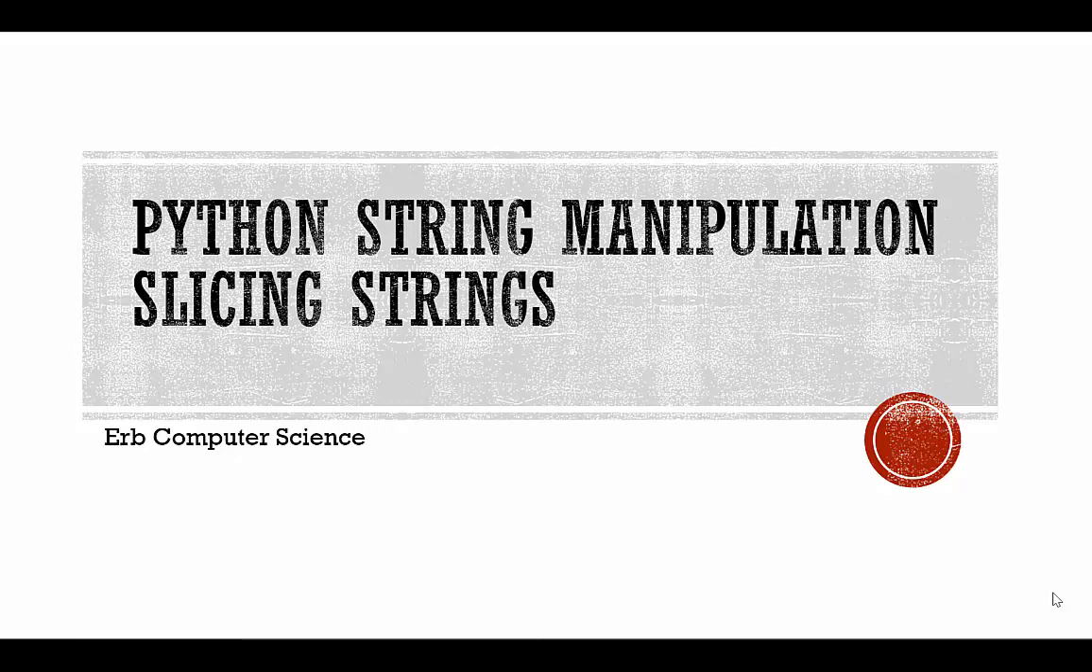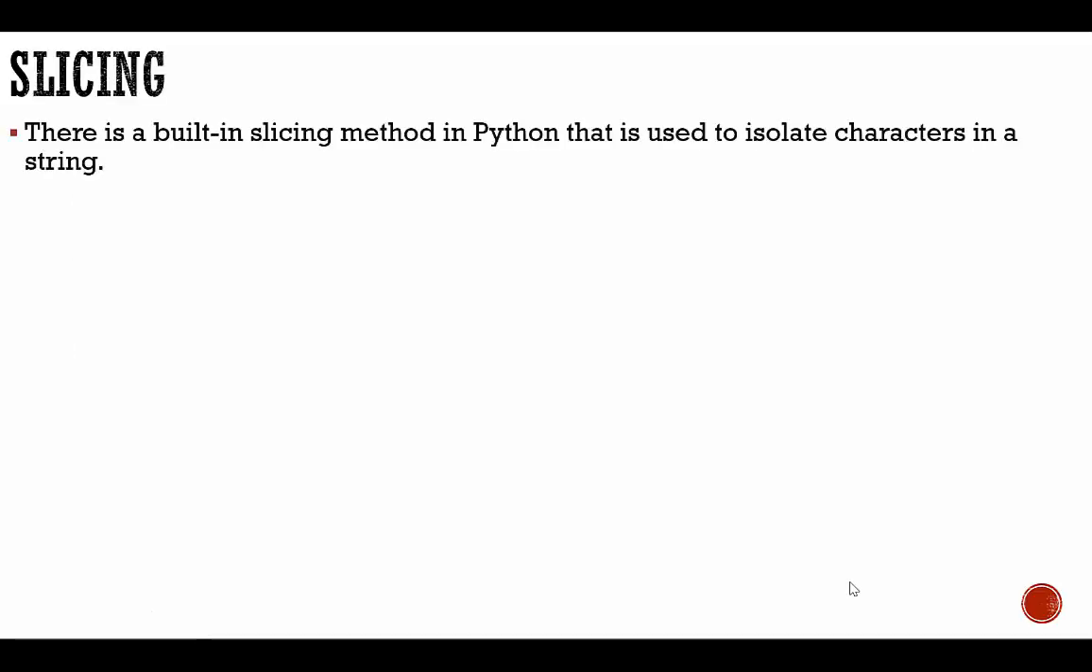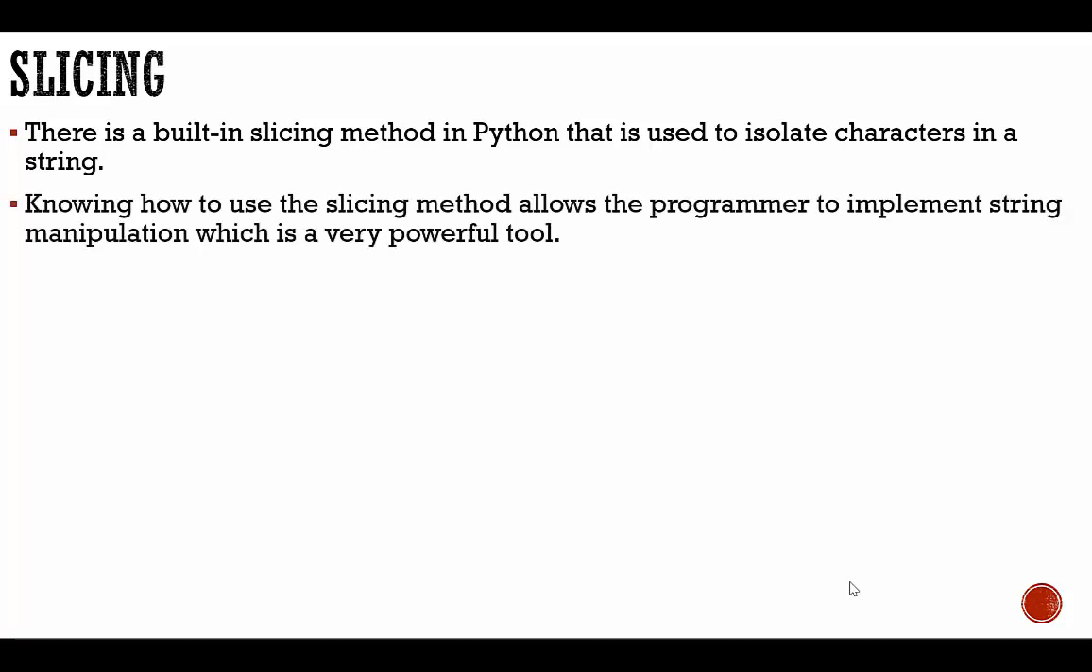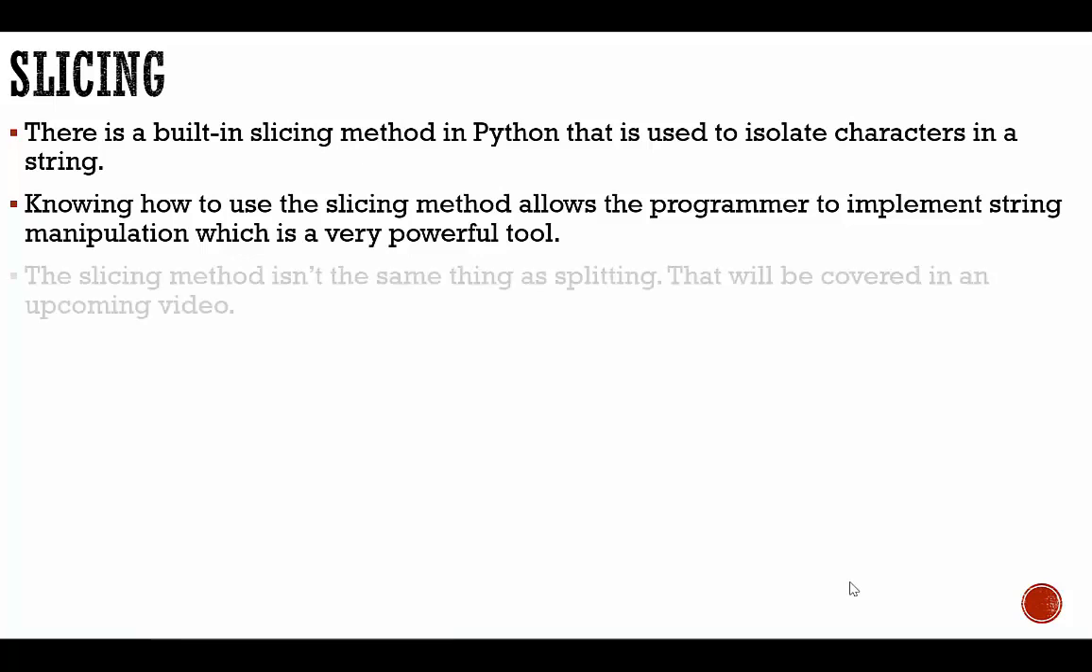In this video for Python, we're going to be taking a look at string manipulation. How do we do that? We do that by slicing strings. There is a built-in slicing method in Python that is used to isolate characters in a given string. Knowing how to use the slicing method allows the programmer to implement string manipulation, which is a very powerful tool.